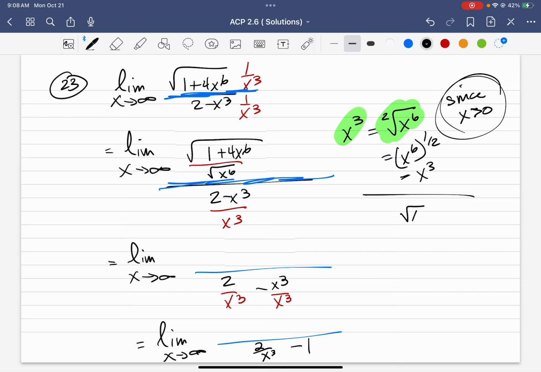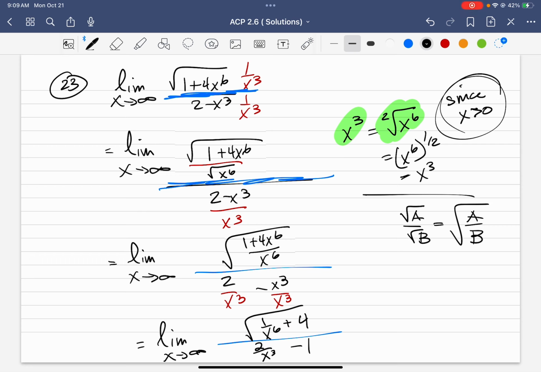But I know that the square root of a over the square root of b is equal to the square root of a over b. So I'm going to write this as the square root of all this stuff over this stuff. I think that makes you happy because you realize it's going to be 1 over x to the 6th plus 4, right? And so now what's great?